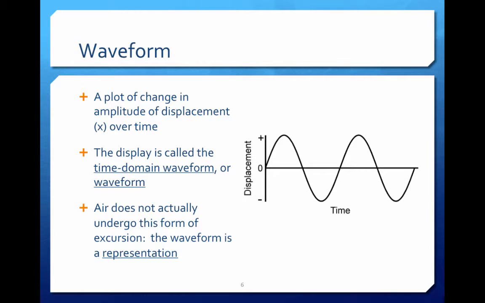A waveform is a plot of the change in amplitude of displacement over time. So you can go from a positive amplitude of displacement to a negative amplitude of displacement over a period of time. The display is also called a time domain waveform or simply a waveform. We know that the air does not actually move like this. The waveform is simply a representation of the change in displacement of the air molecule as a function of time.